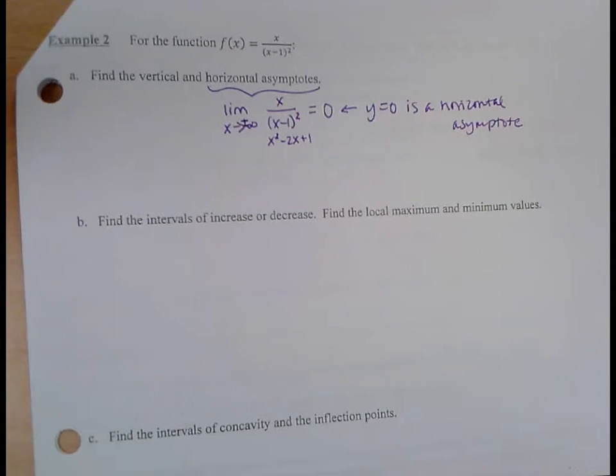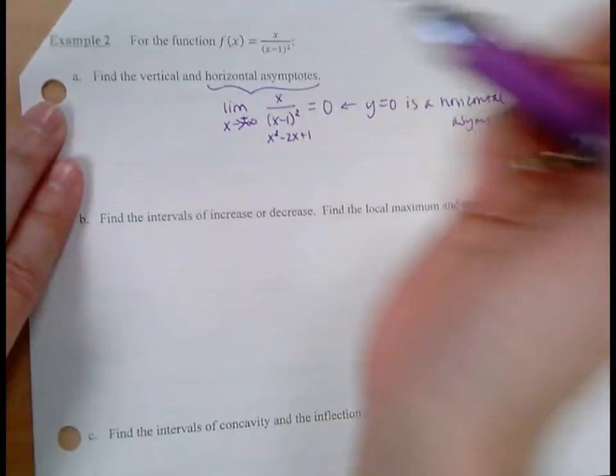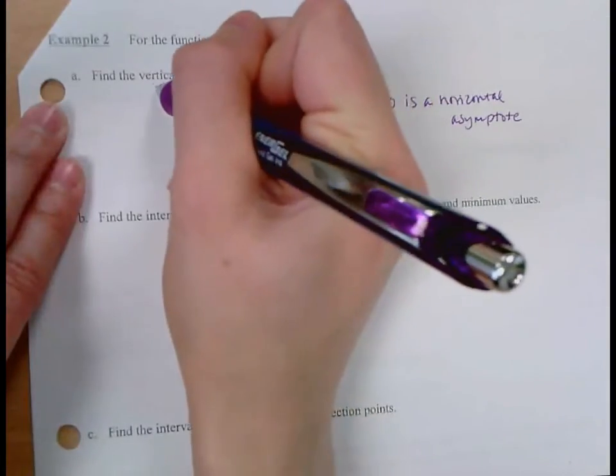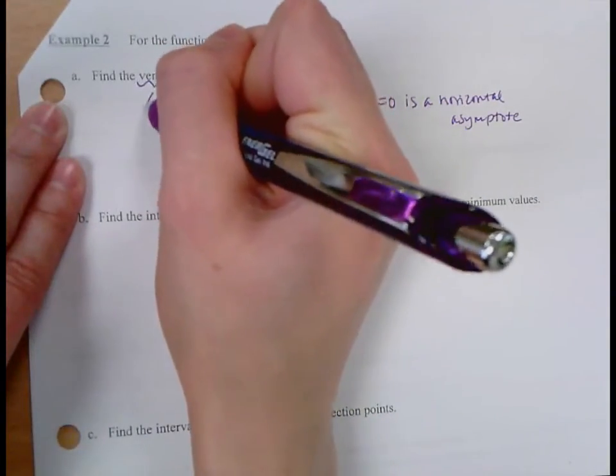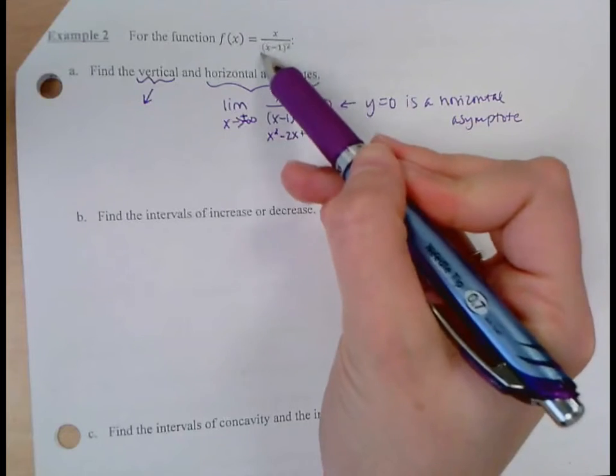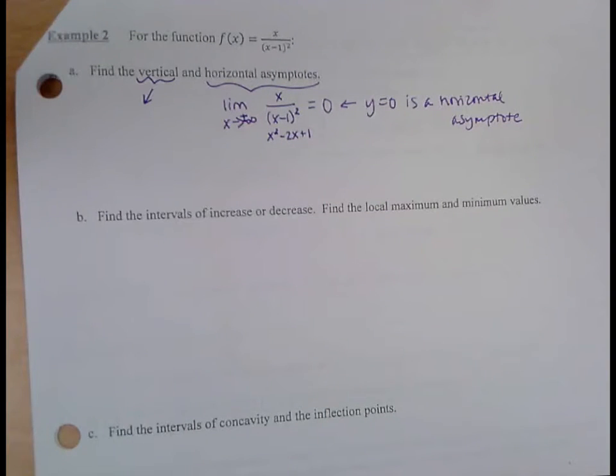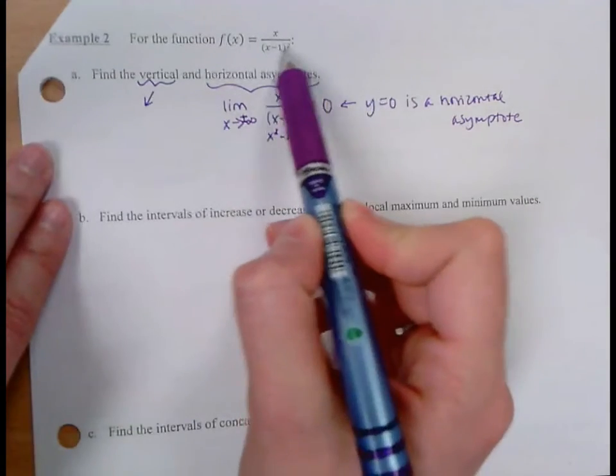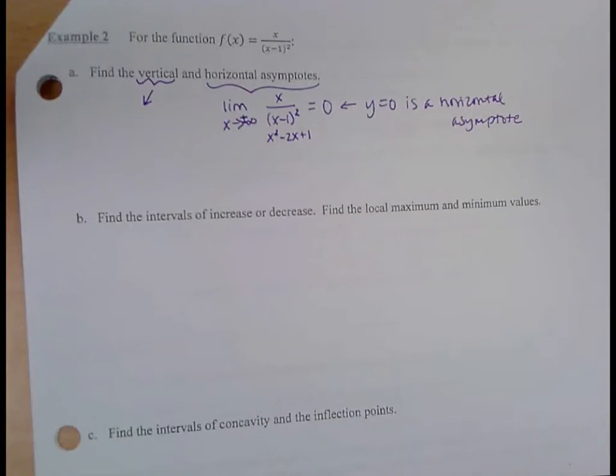Okay, and then how do you determine where there are vertical asymptotes? How do you make an educated guess? Yes, your candidates for vertical asymptotes are where the function would not be defined, where your denominator would be 0. So it's possible here that we would have a vertical asymptote at what x value? At 1.